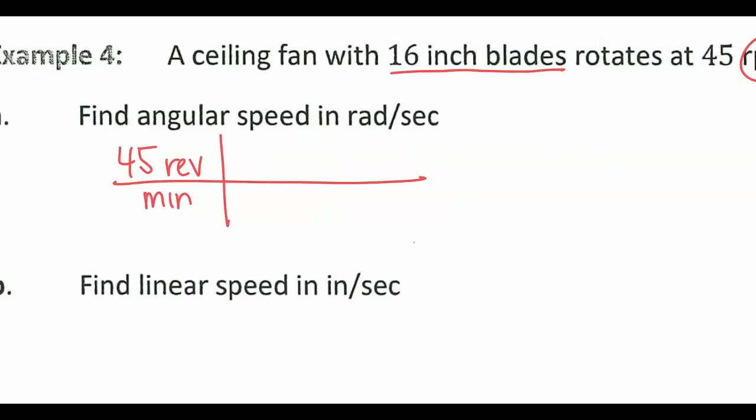We need to change this revolutions per minute, or RPM, into radians per second. Okay, so we just need to do some unit conversions, that's all. Let's start with the numerator, which is the revolutions. We need to change revolutions into radians.